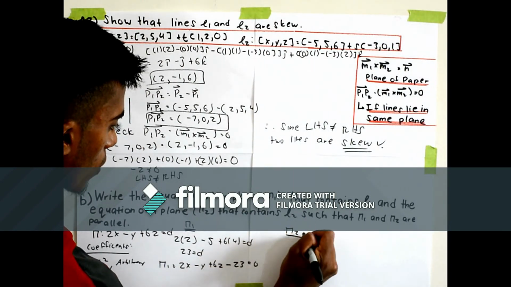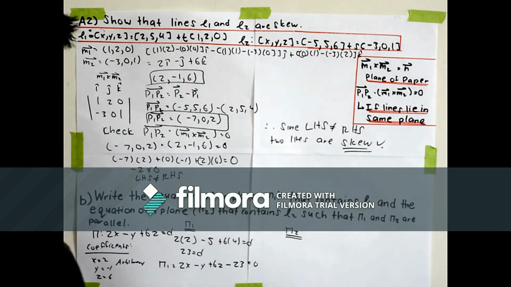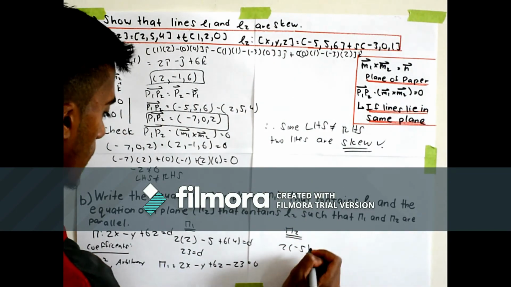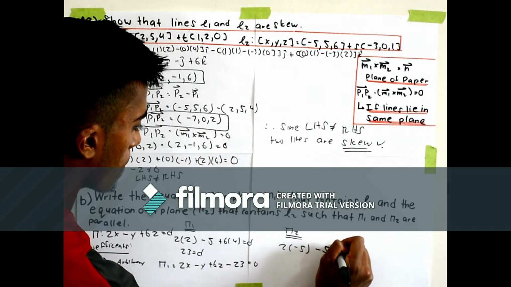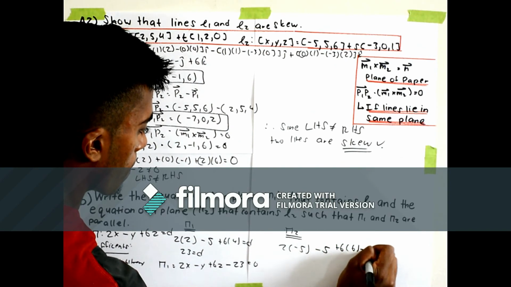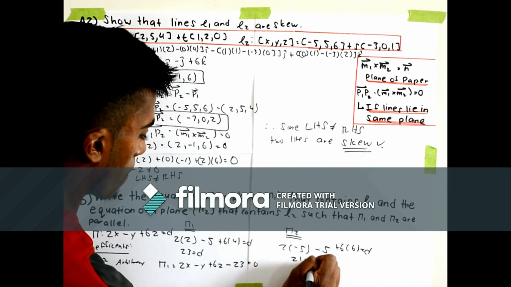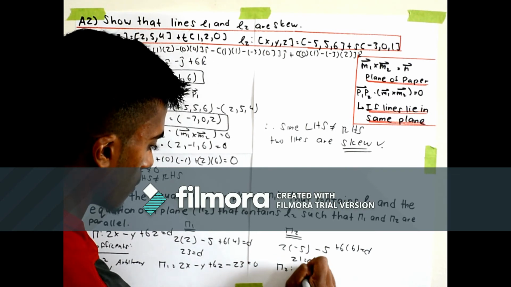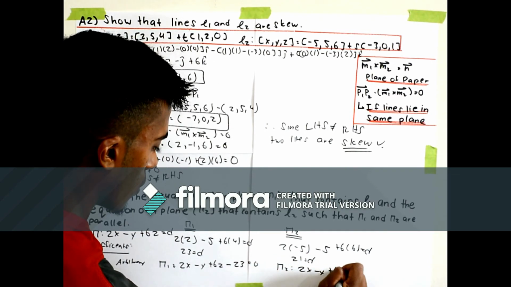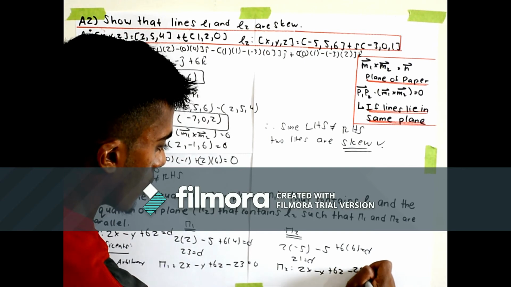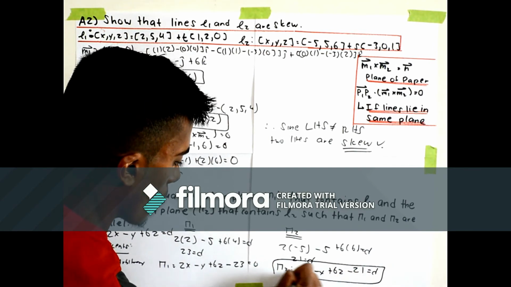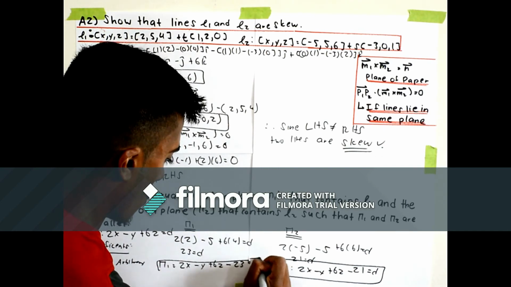Equation 2. Since it contains L2, we're going to sub our second point, P2, into the equation to solve for D. So P2 is -5, 5, and 6. We sub that into the equation, and we get 21 as D. Therefore, our equation number 2, pi2, is 2x minus y plus 6z minus 21 equals 0. We know that these two planes are parallel since the normal vectors are equal and parallel to each other, since they both are 2, -1, and 6.